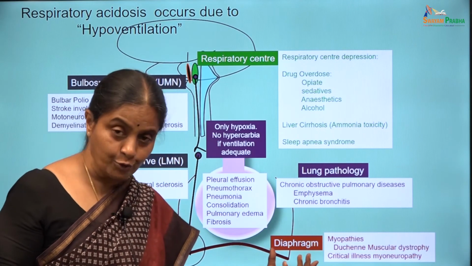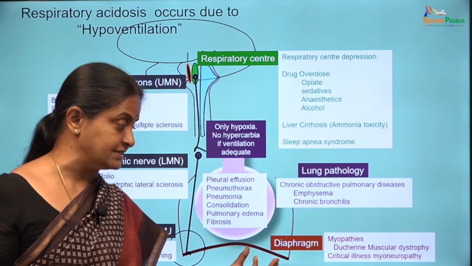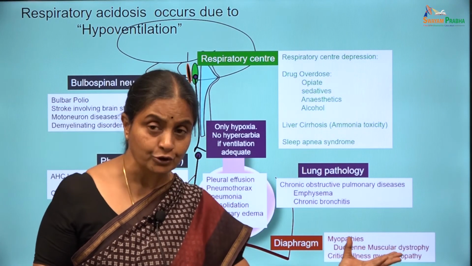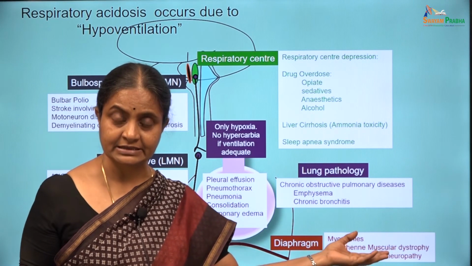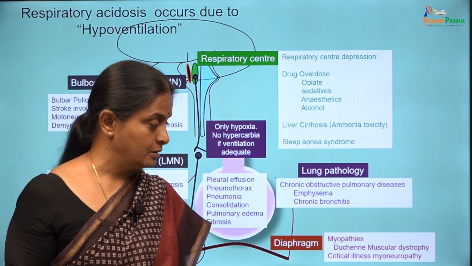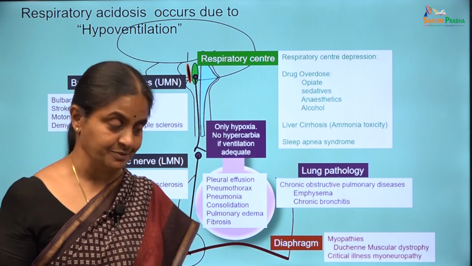Then there can be myopathies where the muscle itself is diseased. Duchenne muscular dystrophy is a prototype muscular disorder. It is a hereditary condition which causes death due to respiratory paralysis.